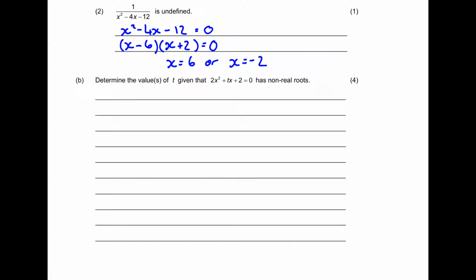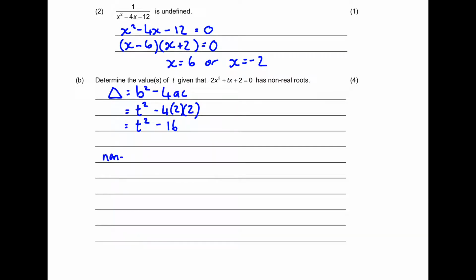Question B, determine the value or values of t given that 2x squared plus tx plus 2 has non-real roots. So they're talking about nature of roots here. So the first thing is to check it's in standard form, which it is, and now secondly, determine your delta, all right, because it's our delta that tells us what the nature of roots are. We can't just factorize this because we don't know what t is. All right, so delta is our b squared minus 4ac, the discriminant. Remember, that's the value underneath the surd sign in your quadratic formula. And now substitute. So the b value is t, so that's t squared, minus 4 times a, which is 2, times c, which is also 2. And that simplifies to t squared minus 16.